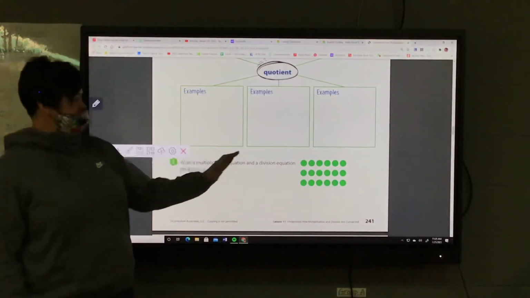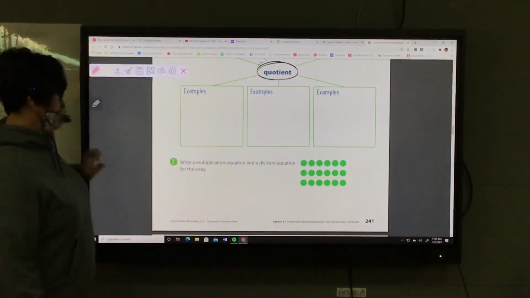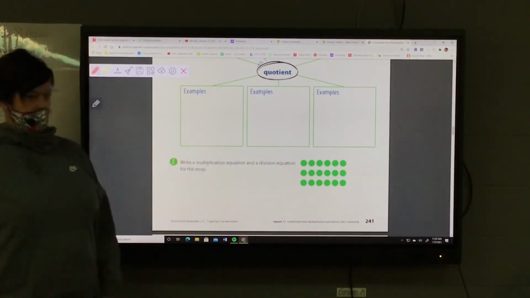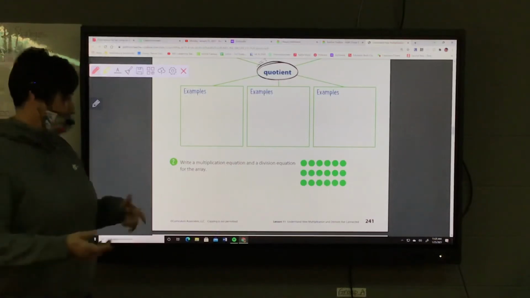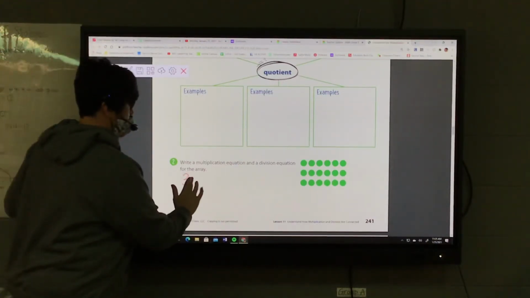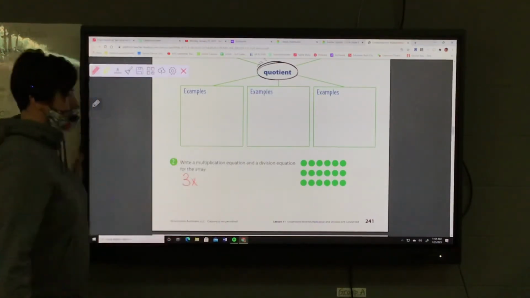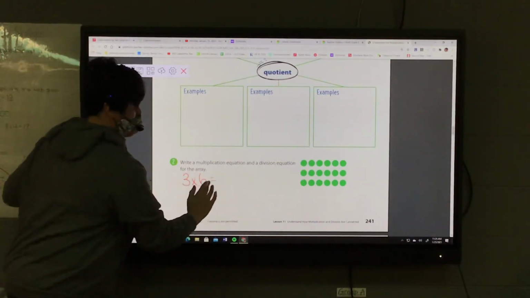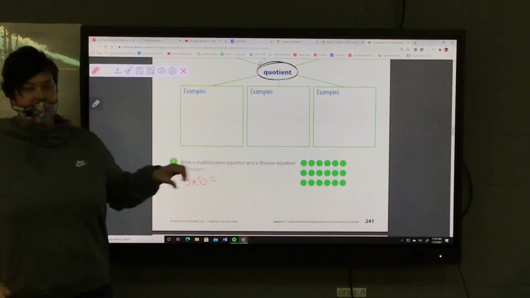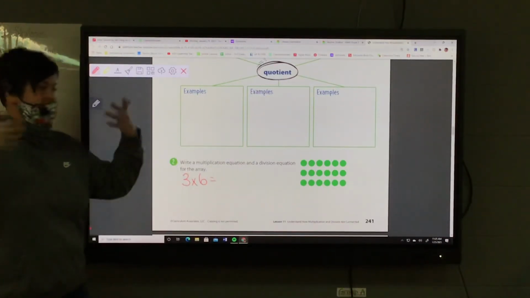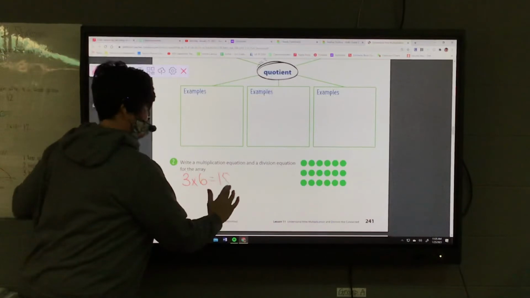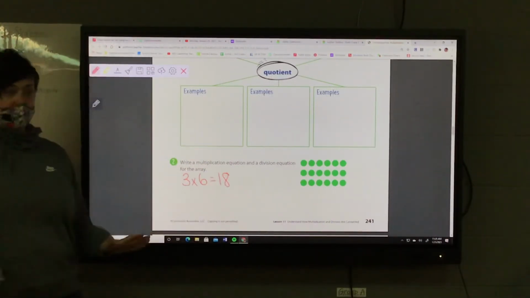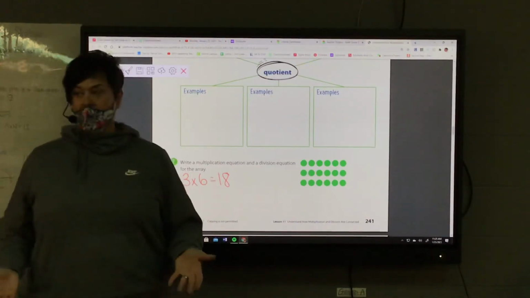So multiplication equation. How many groups are there? 3. How many are in each of those groups? 6. 1, 2, 3, 4, 5, 6. What is our product then? 3 times 6 equals 18. Now, let's use that same information to make a division equation.